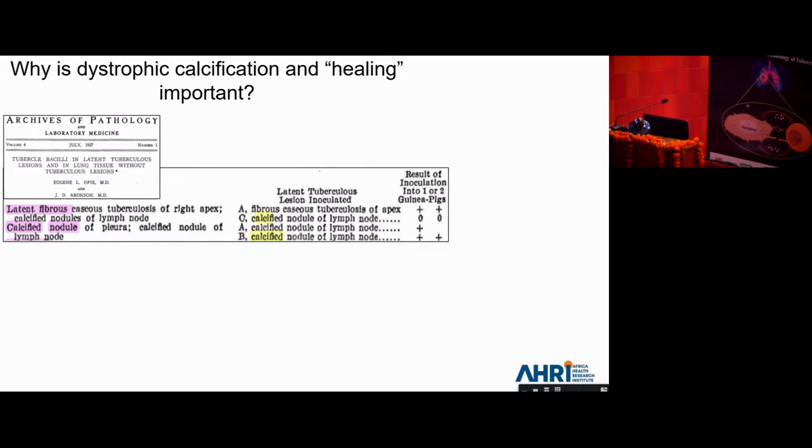Now, as calcification increases, the viability of TB is reduced. Regardless of that fact, it appears, based on this old study, that these calcified lesions are an environment where TB reside, and they contain viable TB bacilli, because when they injected guinea pigs and the animals died, they could isolate TB from the guinea pigs.